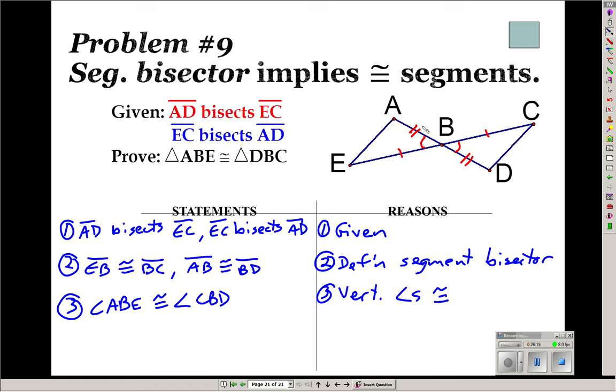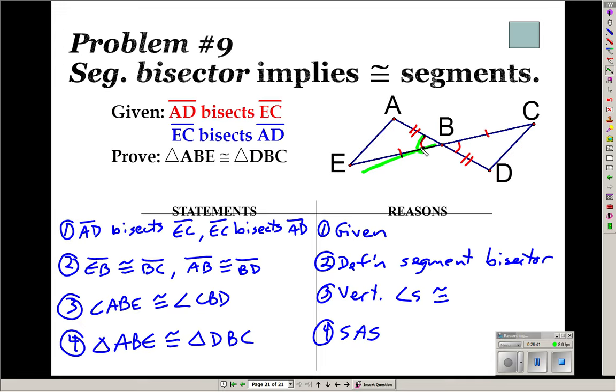And now I have two sides and the included angle on each triangle, so the triangles are congruent. Triangle ABE is congruent to triangle DBC. Why? Because of side angle side. You have a side, the next angle, and the next side. A side, the next angle, and the next side.